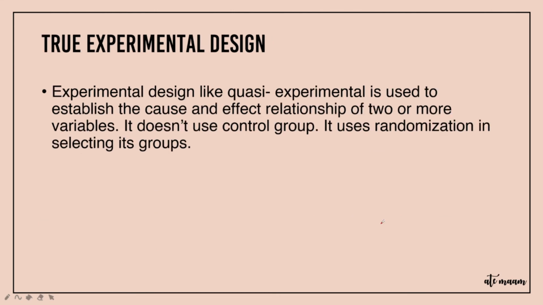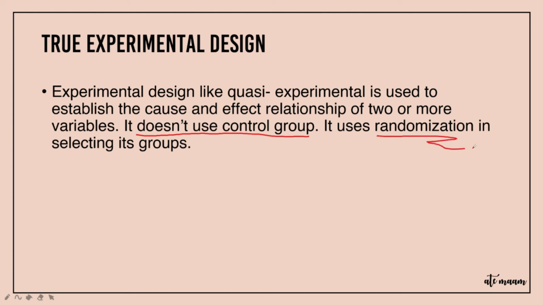Next, we have the true experimental design. True experimental design is like quasi-experimental, and it is used to establish cause and effect relationships of two or more variables. However, it does not use control group. It uses randomization in selecting its groups.